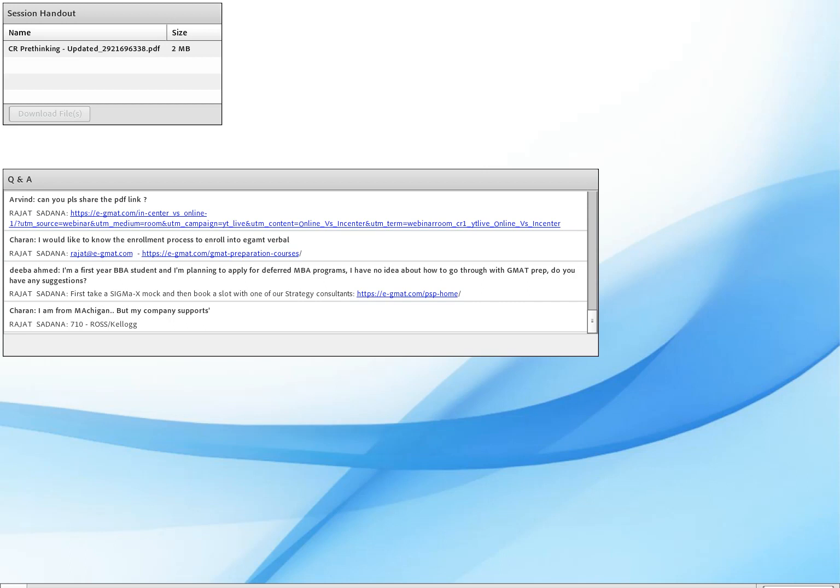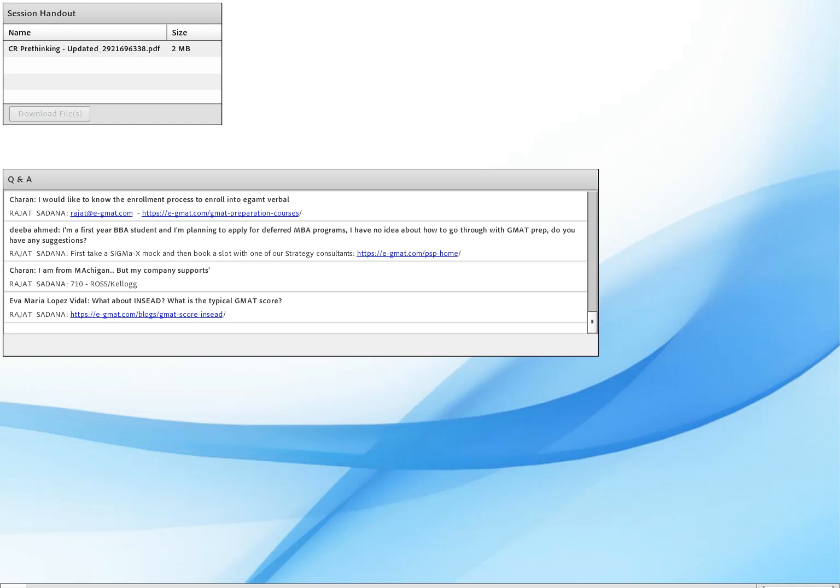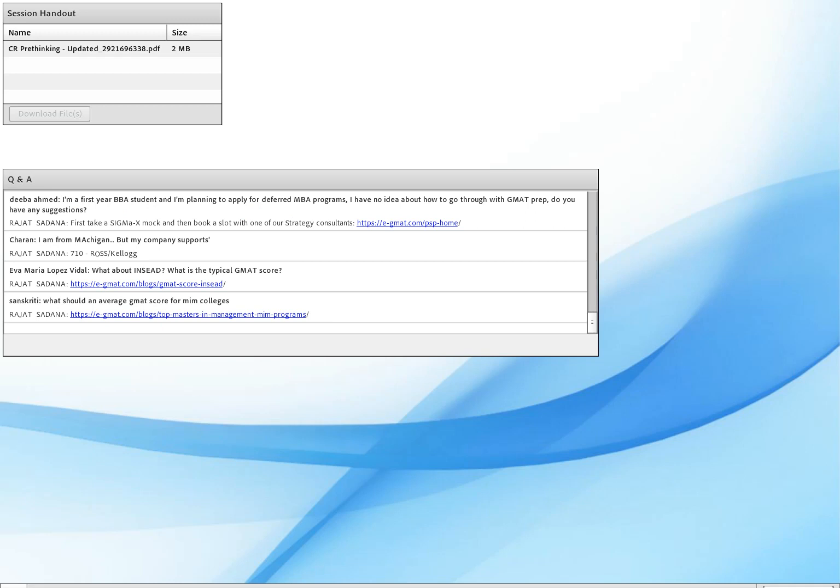Here is a blog article that we wrote. And frankly, we've written such articles and many more for all B schools that are out there. Average score for top MIM colleges. You can go from this article over here. And I think this article should have quite a few links.